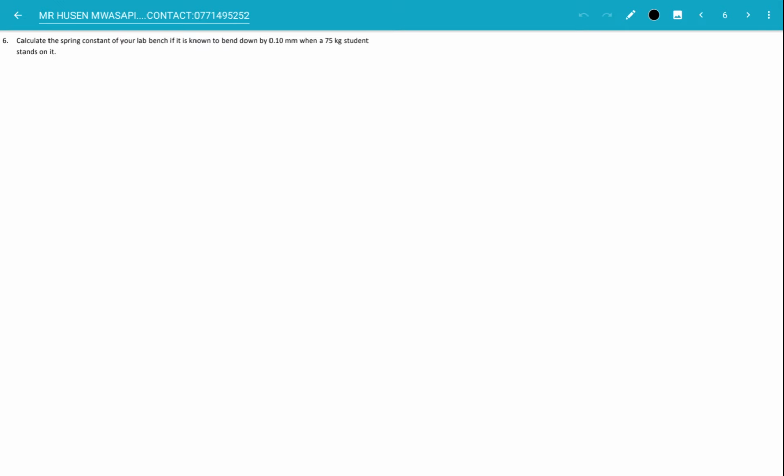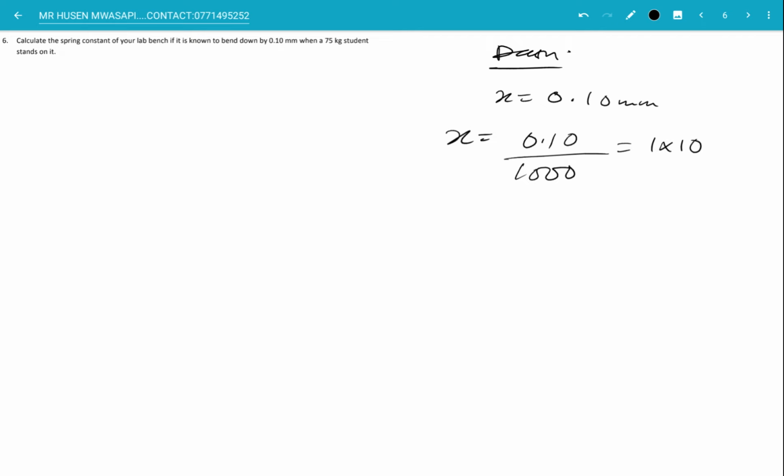Okay, find the spring constant of your lab bench, if it is known to bend down by 0.10 millimeters when a 75 kg student stands on it. Alright, so according to our data, we have the extension being equal to 0.10 millimeters. I have to convert this to meters. So x is equal to 0.10. Since it's millimeters, we divide by 1000. This gives us 1 times 10 to the minus 4 meters.